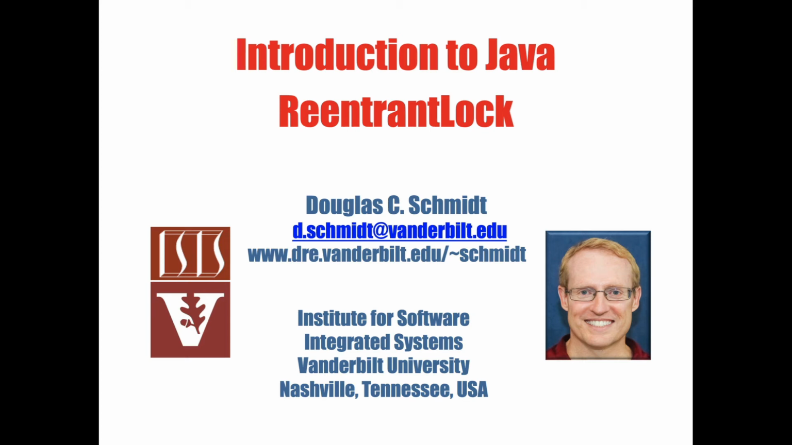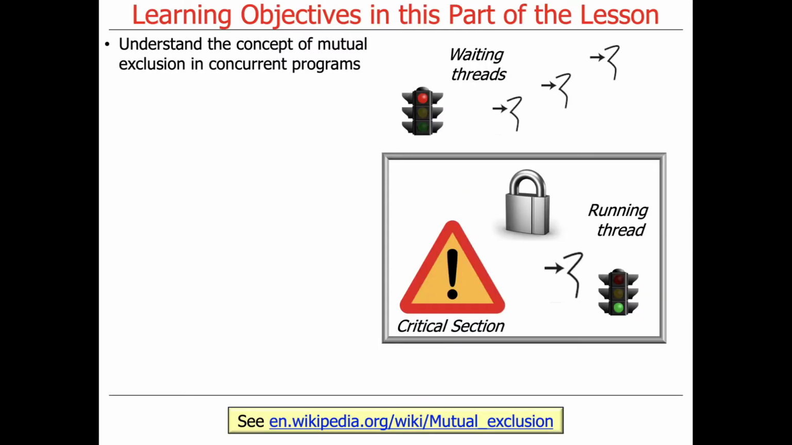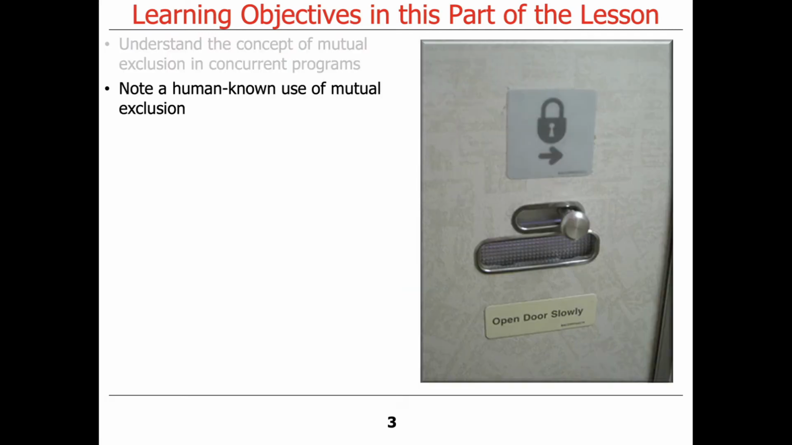So we're now going to continue our discussion on synchronizers in Java, kind of bouncing back from coverage of multi-threading and thread pools and so on. And we're going to begin with the coverage of Java ReentrantLock. We're going to first start out by discussing the concepts of mutual exclusion in concurrent programs. And that's a very important concept. It's kind of at the heart of a lot of the synchronizers that are available in Java.